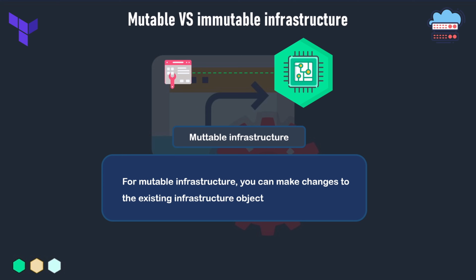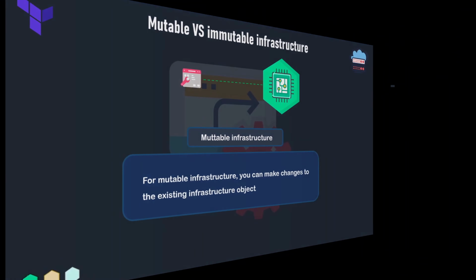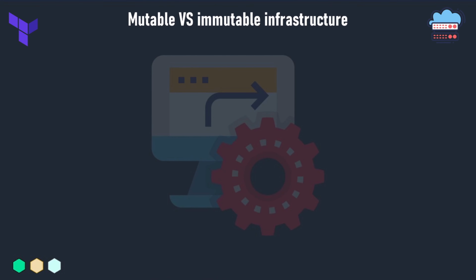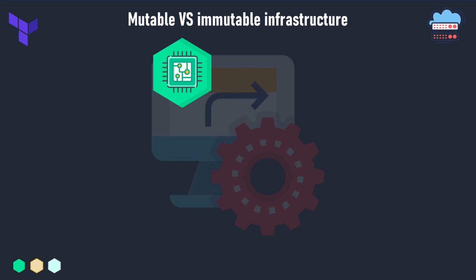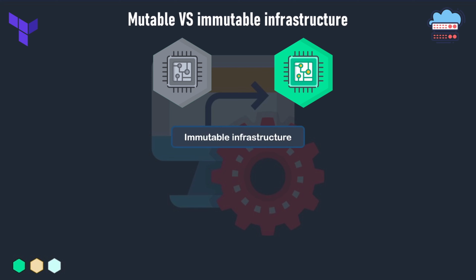In contrast to mutable infrastructure, we have immutable infrastructure. When we talk about an infrastructure object that is immutable, we talk about an object that can't be changed, updated, or modified after its creation. So if you have some changes or updates to apply, you can't apply them to the current object. The only way to apply them is to destroy the old version of the object and to create a new object with the updated configuration.